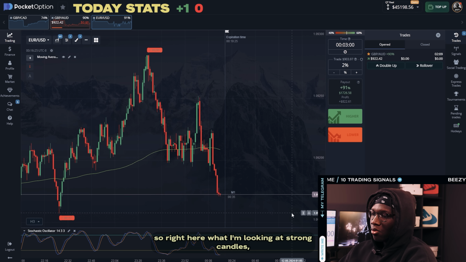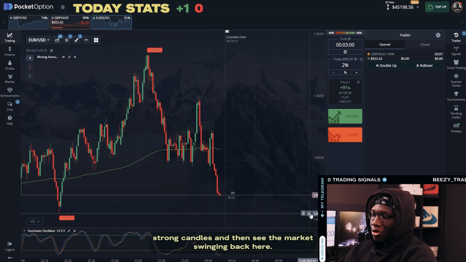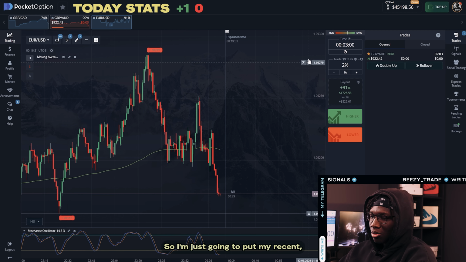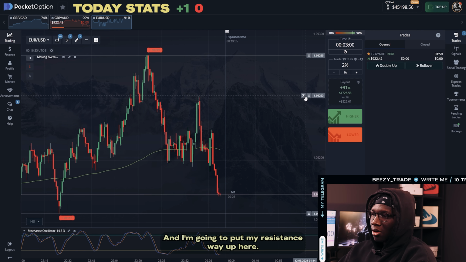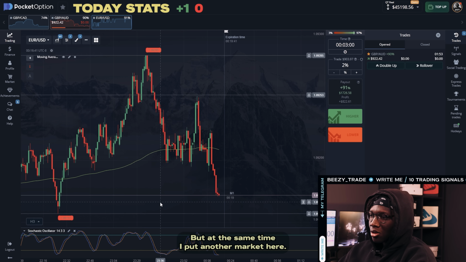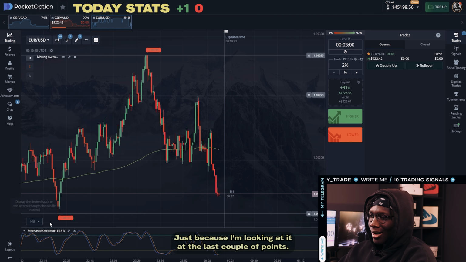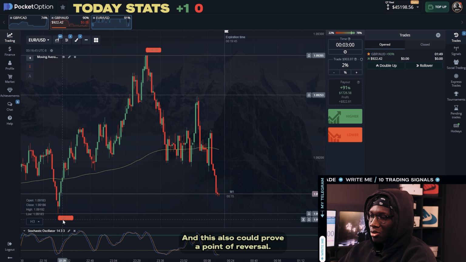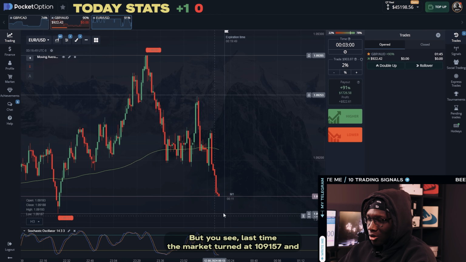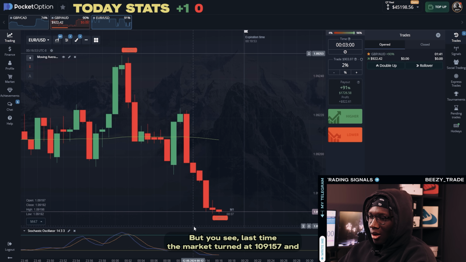So right here, what am I looking at? Strong candles. Well, let's see the market fighting back here. So I'm just going to put my recent support, and I'm going to put my resistance way up here. But at the same time, I put another marker here just because I'm looking at the last couple of points. And this also could be a point of reversal. But you can see last time the market turned at 109.157.